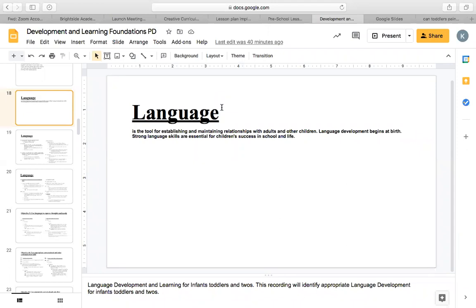Language development and learning for infants, toddlers, and twos. This recording will identify appropriate language development for infants, toddlers, and twos.